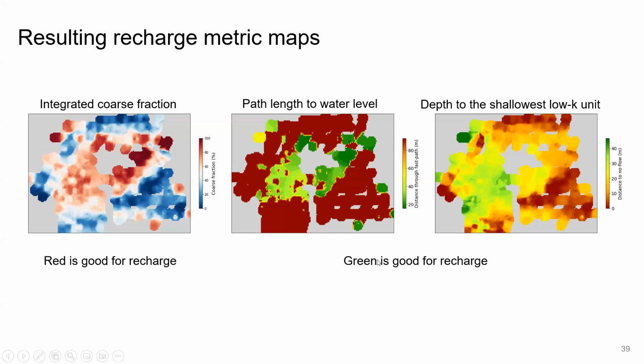And for the other two, green is good for recharge. The first one is the path length to the water table. So it's the shortest pathway from the surface to the water table through that high-K unit. And this is the depth to the shallowest low-K unit. So by combining all three maps, users can guide their recharge site location. So that's the plan.